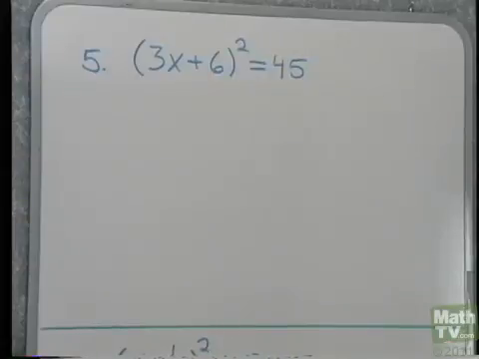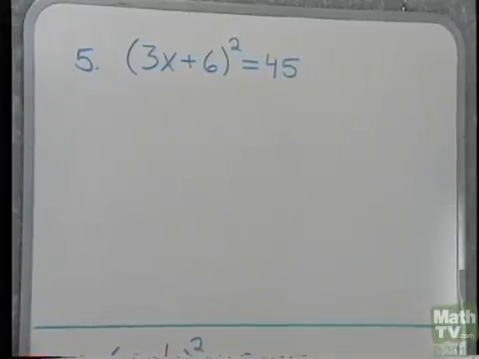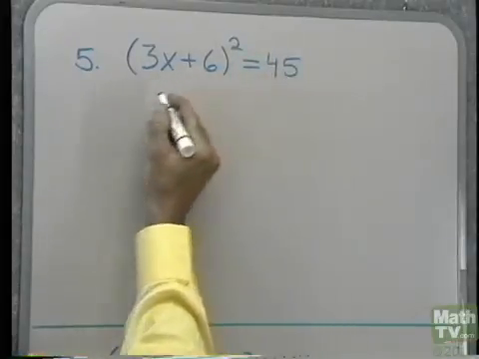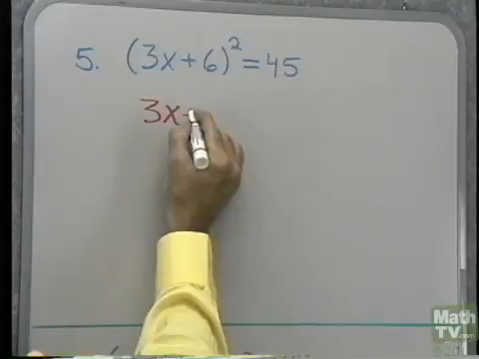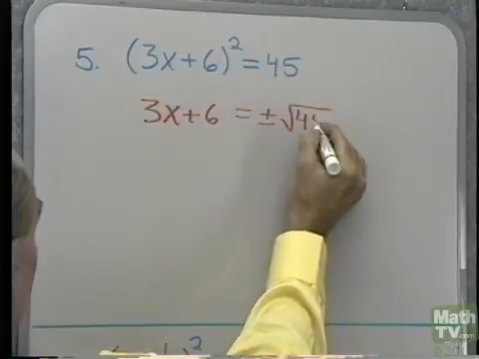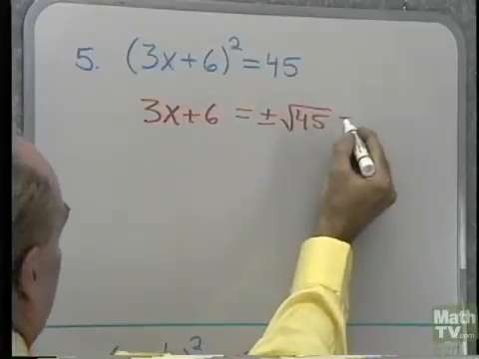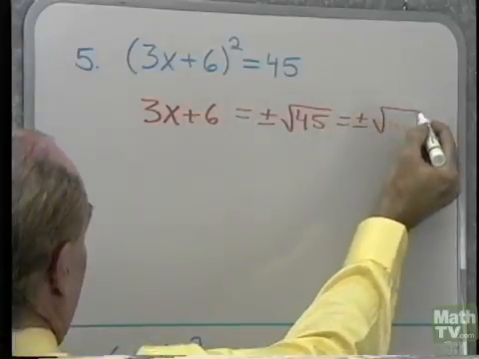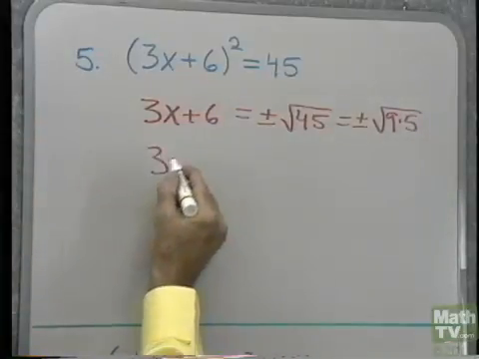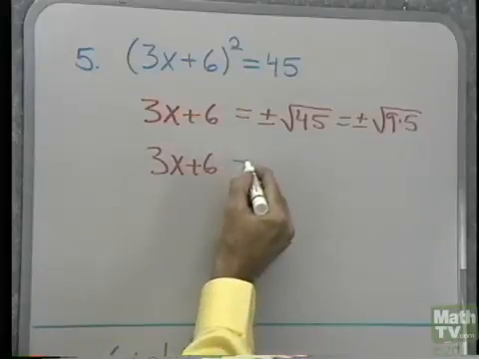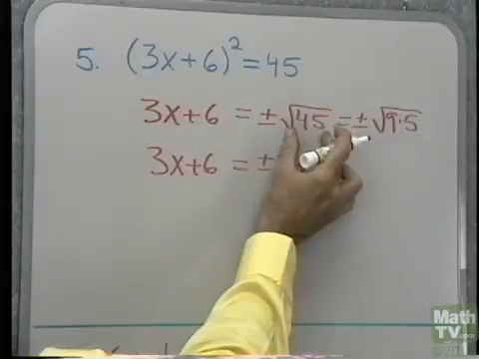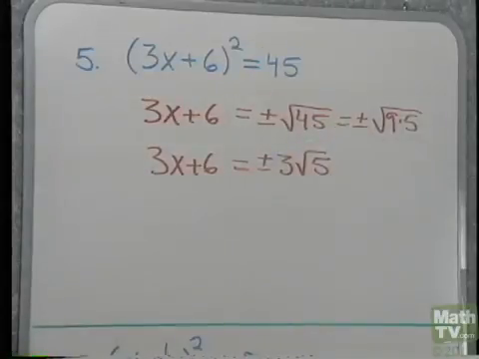Our next problem. 3x plus 6 quantity squared equals 45. So I'm going to use my theorem and say if 3x plus 6 squared is 45, then 3x plus 6 itself is plus or minus the square root of 45. 45 then is 9 times 5, so I see I can write that as 3 square root 5. So I get 3x plus 6 is equal to plus or minus 3 square root 5 when I write square root 45 in simplified form as 3 square root 5.